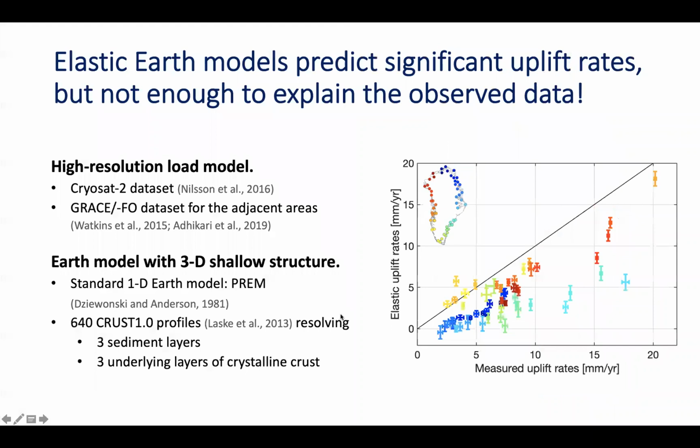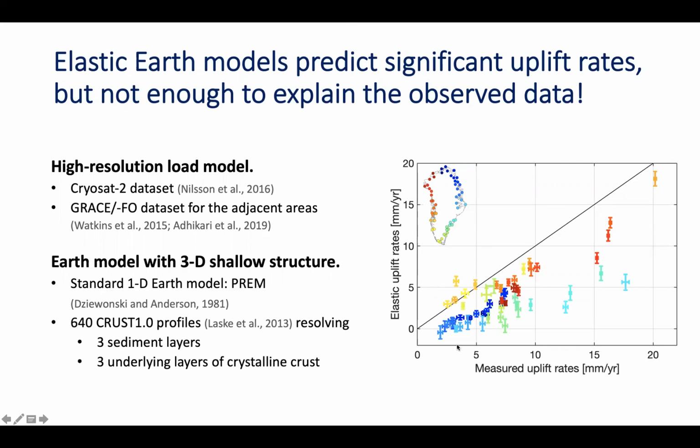Indeed, elastic Earth models predict a significant amount of uplift rates, which is compared here in this chart. On the y-axis, I plot the model elastic uplift rates, compared against the measured uplift rates on the x-axis. The one-to-one line is shown here. For certain stations around southwest Greenland, it looks like the elastic Earth model is sufficient to fully explain the observed data. But that does not mean there are no other processes that contribute to the modern crustal motion data in these regions. We'll talk about that in a bit.